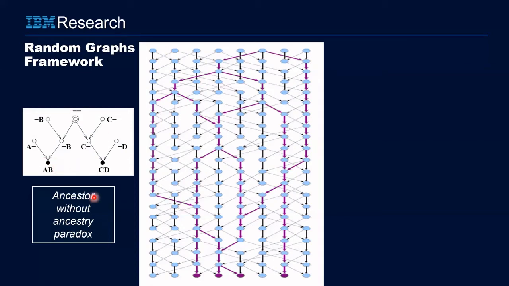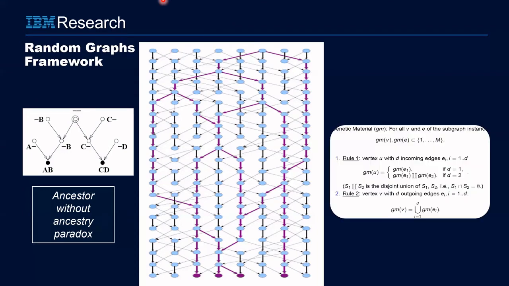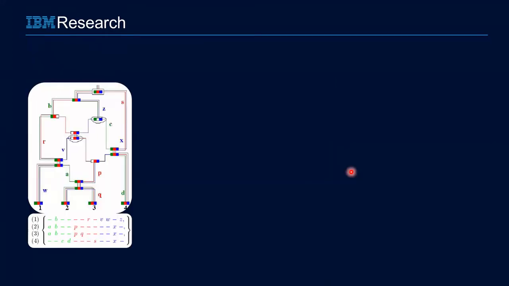And this leads to what we call the ancestor without ancestry paradox. That is, this is an ancestor, but it has no ancestry. So we need to fix that. So this topology alone is not capturing the ARG. You have to associate it with rules that capture the flow of genetic material. These are very natural, intuitive rules that we associate with this. And now the model is complete.